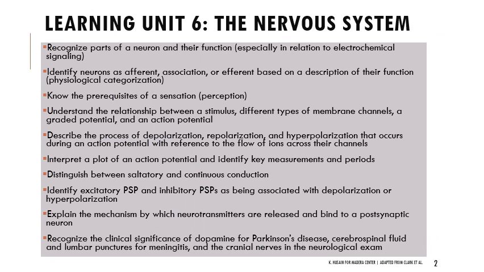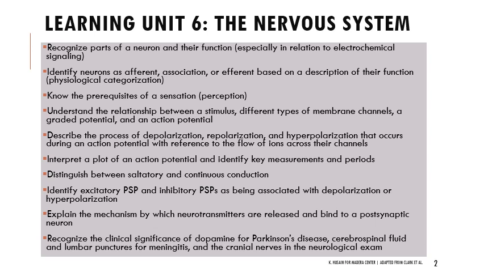There's kind of a lot of learning objectives listed here. I'm just going to briefly review them. This is the same thing that's posted in those bullet points above this lecture. So you should be able to recognize parts of the neuron and their function in the context of electrochemical signaling. Again, kind of getting more into function than anatomy, thinking about neurons as afferent, association or communicative, and efferent based on a description of their function.